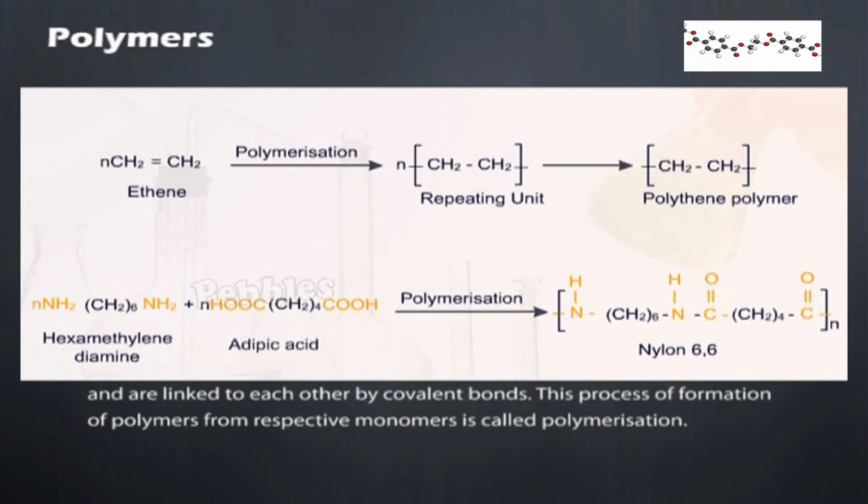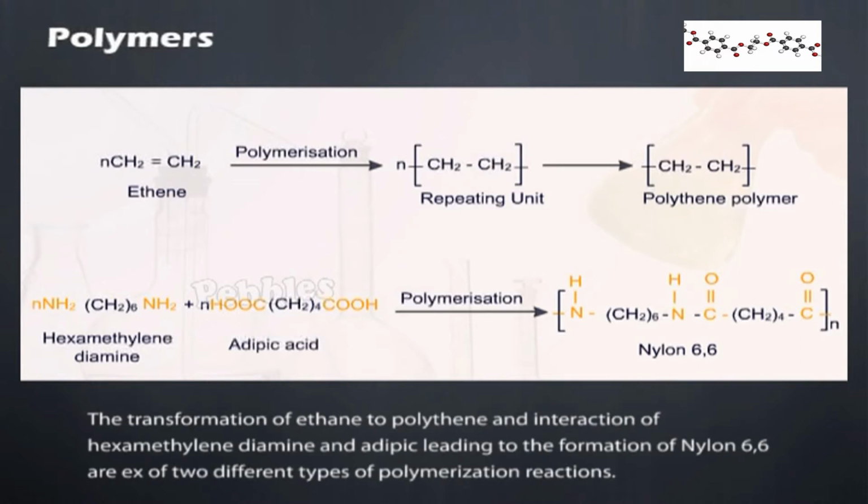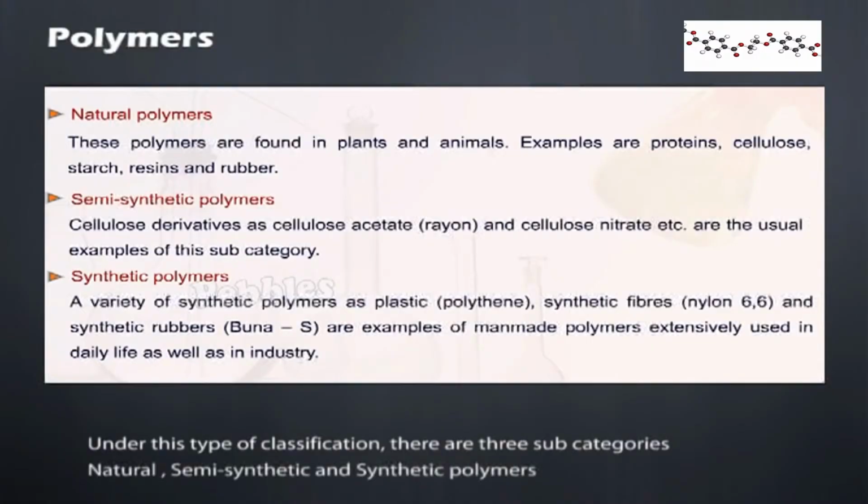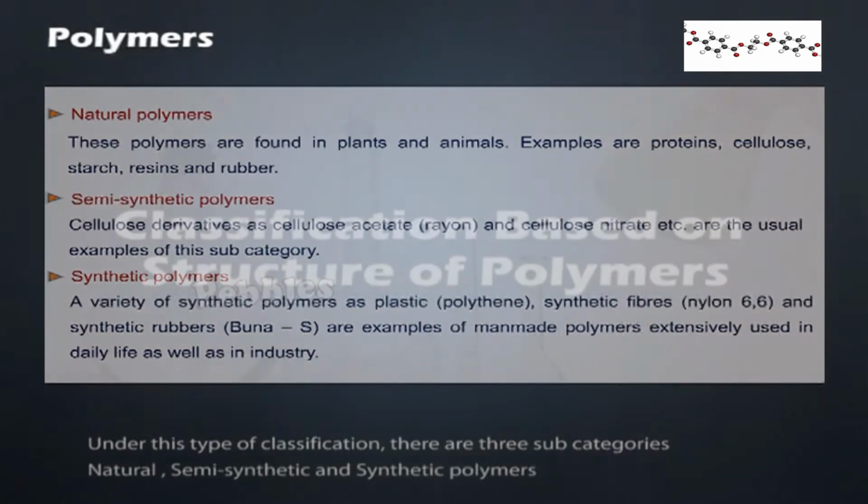This process of formation of polymers from respective monomers is called polymerization. The transformation of ethene to polythene and interaction of hexamethylene diamine and adipic acid leading to the formation of nylon 6,6 are examples of two different types of polymerization reaction. Classification based on source. Under this type of classification, there are three subcategories. 1. Natural, semi-synthetic and synthetic polymers.